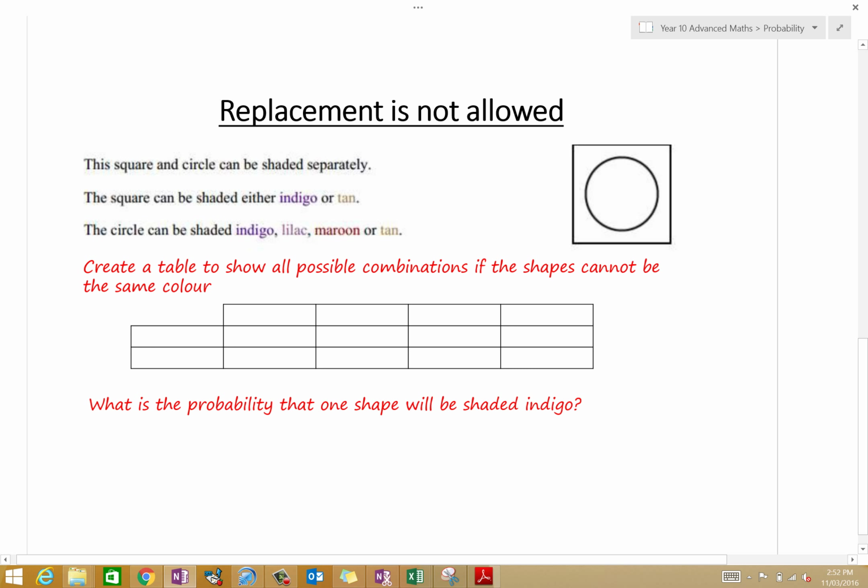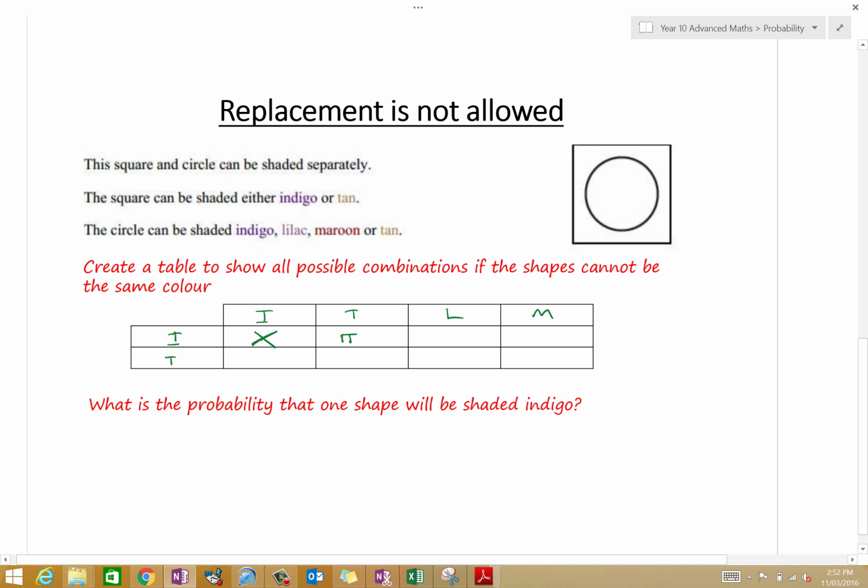This time, however, replacement's not allowed. So let's do the same thing. We've got indigo and tan, indigo and tan again, and we've also got lilac and maroon. It doesn't really matter which order we put them in. But without replacement, there's no possible way we can pick indigo twice. We can only use it once. So we'll put a little cross in there. Not going to happen.